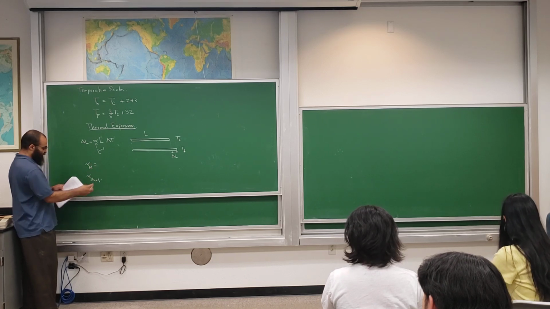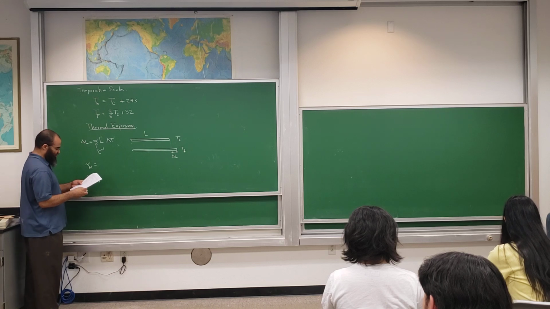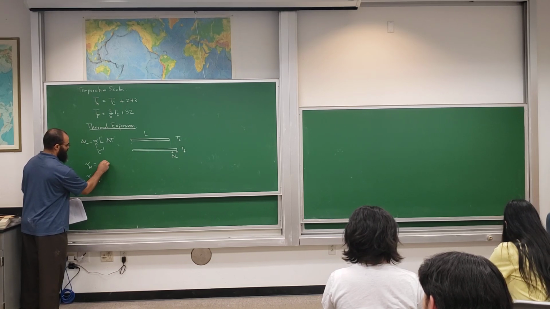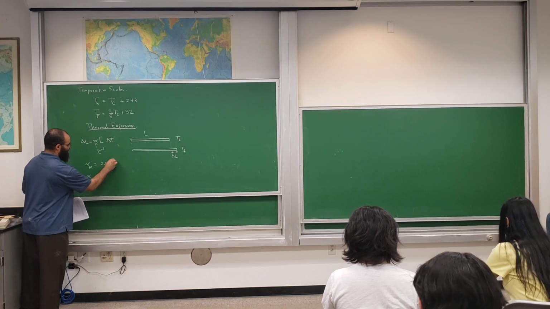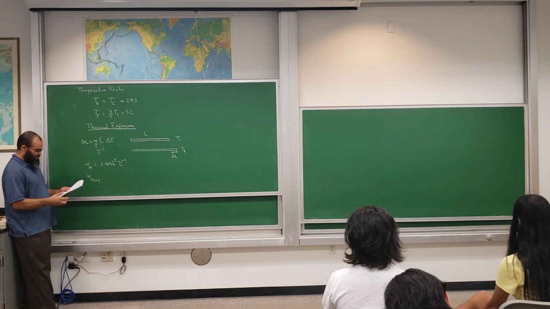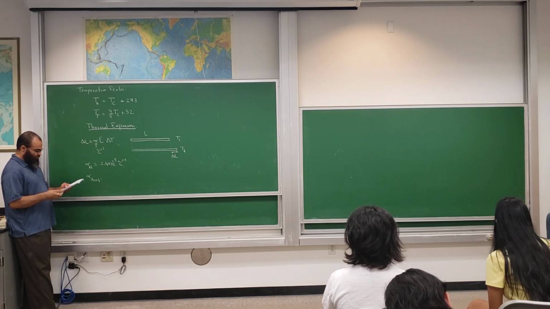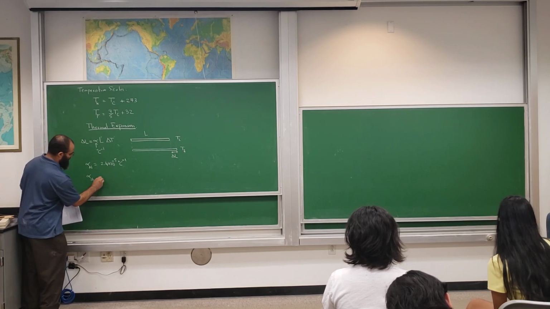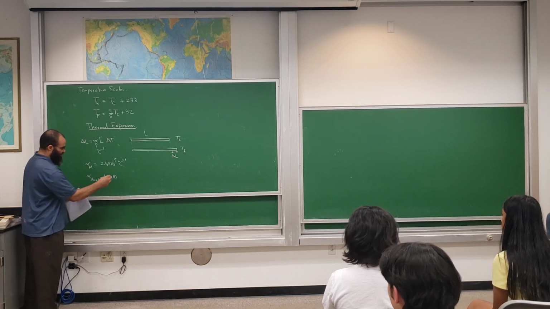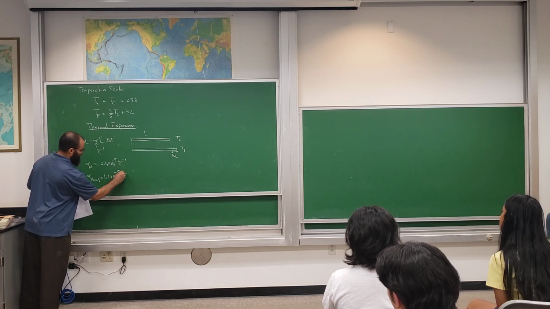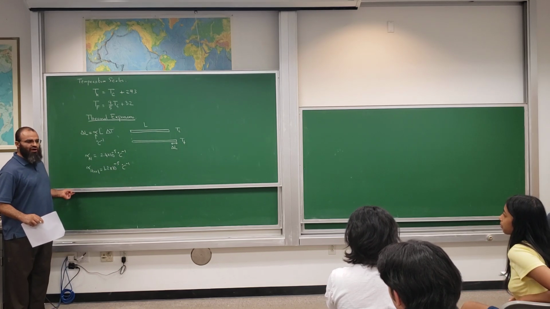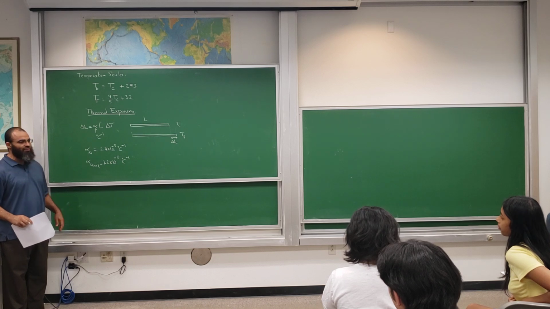And alpha for aluminum is 2.4 times 10 to the -5, and you can find them in different tables. 2.4 times 10 to the -5 degrees Celsius to the -1st power. And for steel, it's 1.2 times 10 to the -5 degrees Celsius. So which one expands more readily, steel or aluminum?